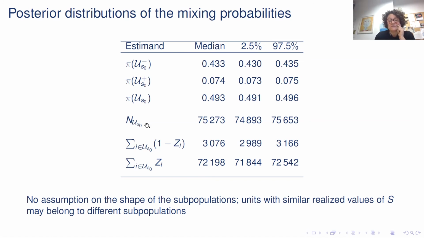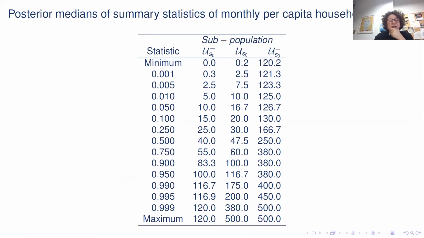Most of the units within this subpopulation are eligible. So only a smaller fraction of units with a value of the forcing variable above the threshold are in fact included in US0. And those are the distributions of the forcing variable within the three subpopulations.